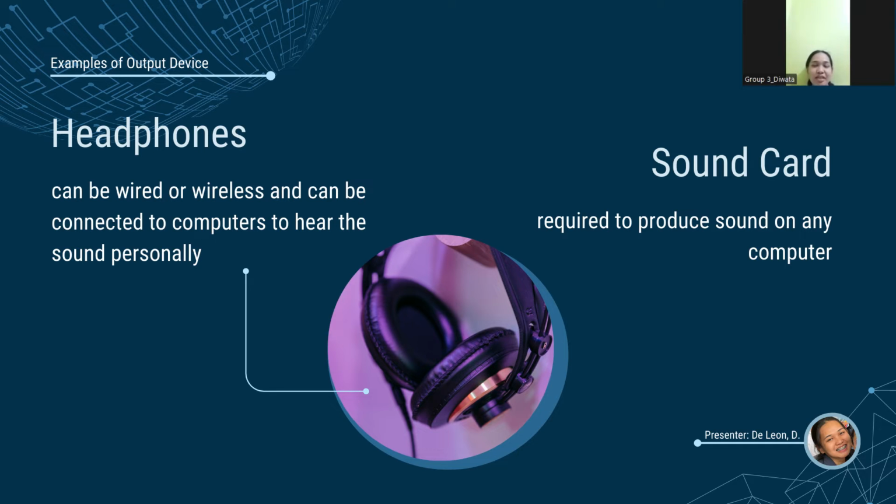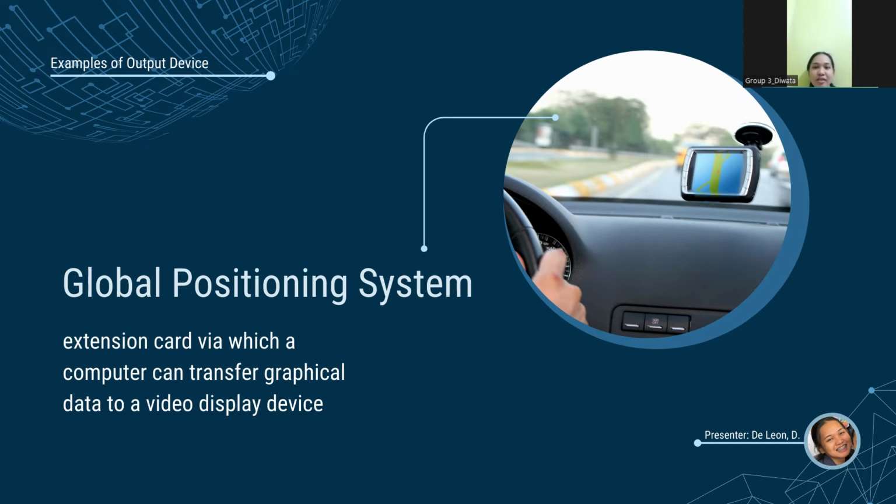So seventh is the sound card. So they are computer output devices that are inserted into our computer. It is either external or internal and required siya to produce sound on our computer. So last, GPS, so Global Positioning System. It is a radio-based satellite navigation system that uses radio signals to pinpoint a specific position.